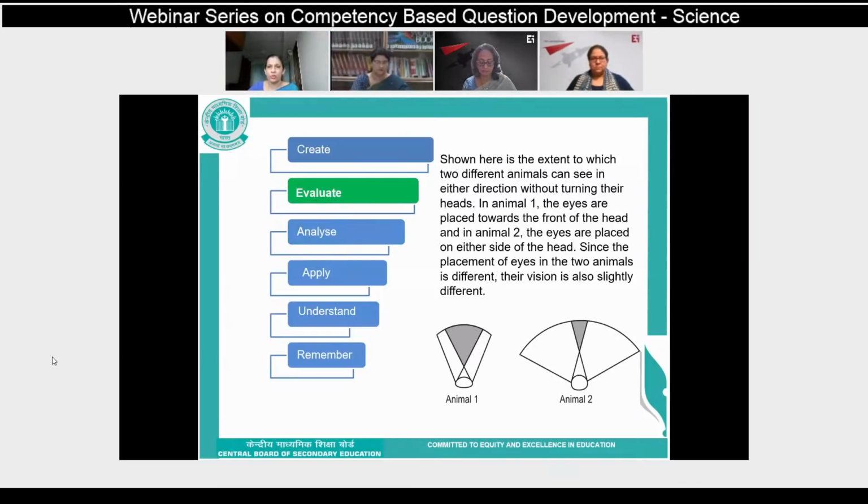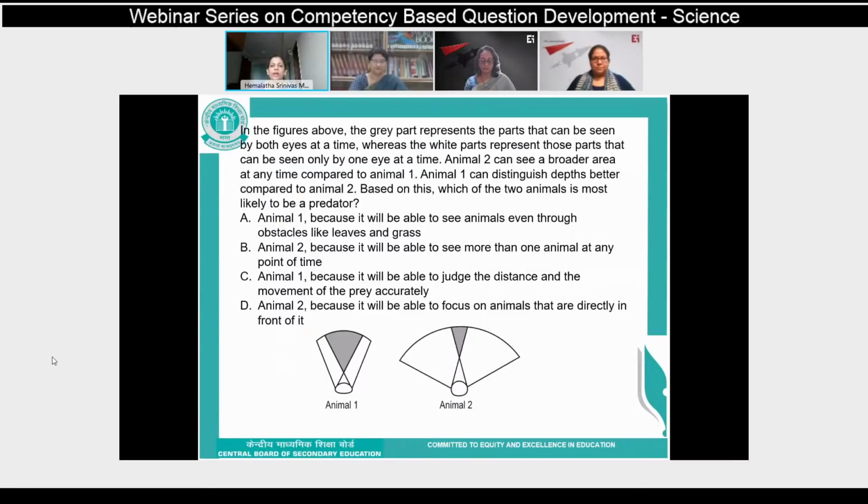And this is evaluation, how we are going to evaluate. This is a beautiful question. We give a situation and ask the child to evaluate the pros and cons. It is a situation based question. In these figures, the gray part represents the part that can be seen by both eyes at a time, whereas the white part represents those parts that can be seen by only one eye at a time. Animals 1 and 2 have two different areas of vision, seeing with both eyes as well as with one eye.